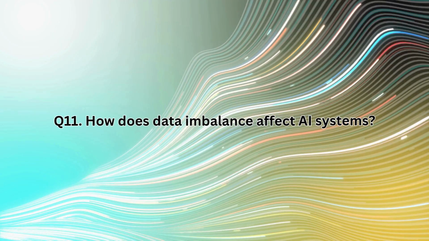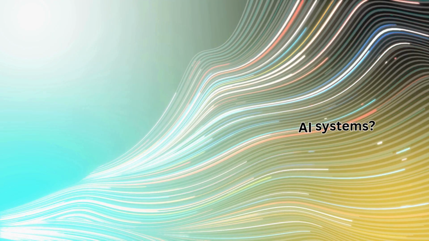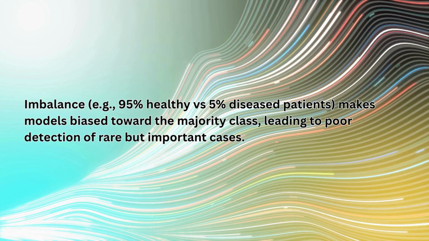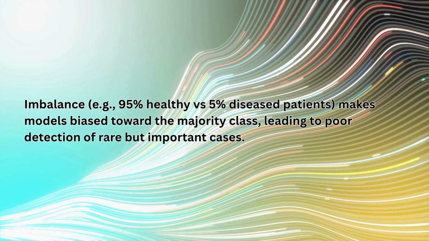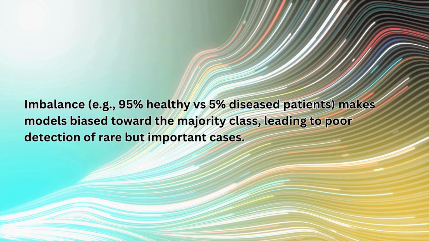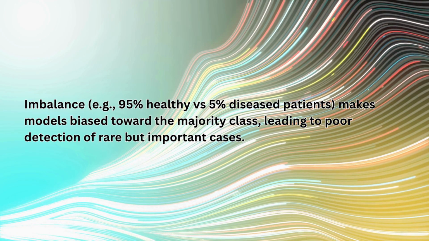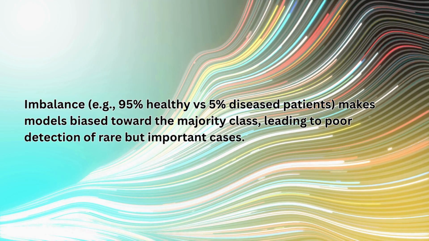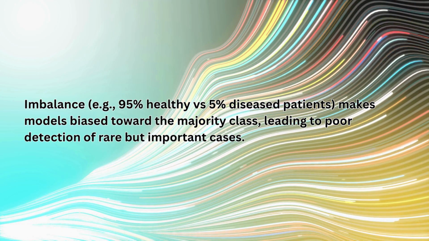How does data imbalance affect AI systems? Imbalance, for example 95% healthy versus 5% disease patients, makes models biased toward the majority class, leading to poor detection of rare but important cases.